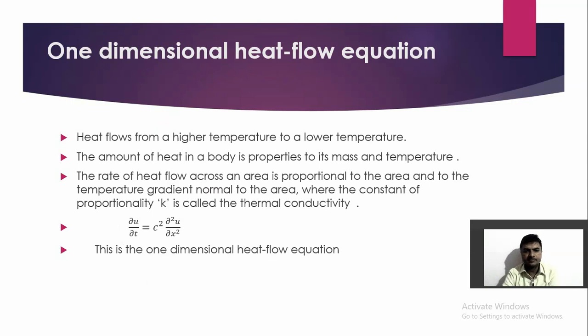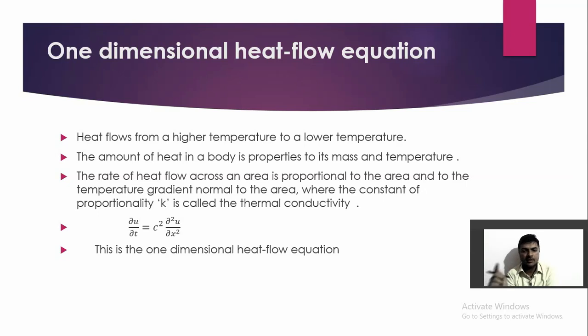What is the application? Heat flows from a higher temperature to a lower temperature. Please remember this. We are going to use this in the derivation. And the amount of heat in a body is proportional to its mass and temperature. The rate of heat flow across an area is proportional to the area and to the temperature gradient normal to the area, where the constant of proportionality k is called the thermal conductivity. This is the equation we have. So this equation, to remember in the heat flow I am going to use this equation.